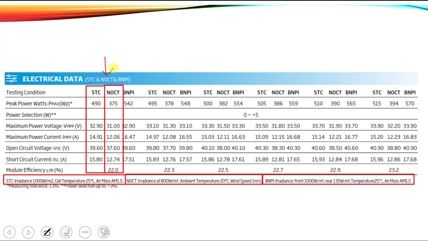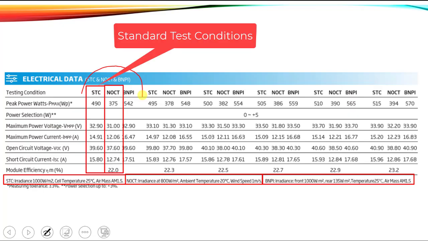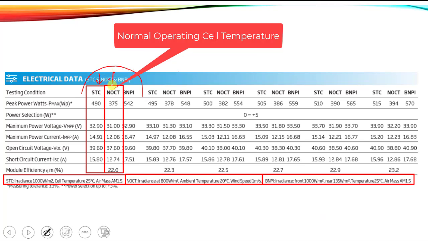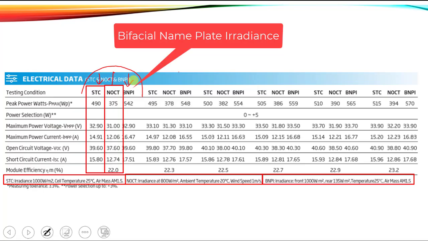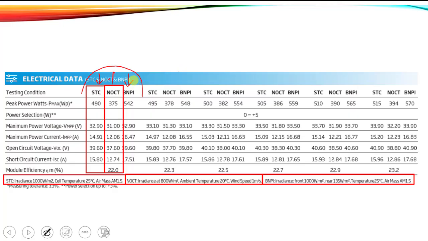However, these parameters have different values under different columns. This is the first model, this is the second model of the PV module, this is the third model. This is how a PV manufacturer specifies the electrical parameters for various models. But the first model has been provided with more than one column. The first one is STC, which stands for standard test conditions. The second one is NOCT, which stands for normal operating cell temperature, and BNPI for the bifacial module, because this module is bifacial. So bifacial nameplate irradiance is the standard used here.